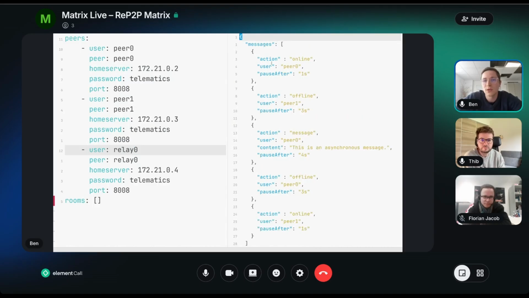On the right-hand side, we can configure different actions. So we can configure whether a peer should be online and at what time it should be online. So first, peer 0 is online, and then peer 1 goes offline. And while peer 1 is offline, peer 0 sends a message with some content. After a while, peer 0 goes offline, and then peer 1 comes online again. And at this point, peer 1 would expect to receive this message from the relay.